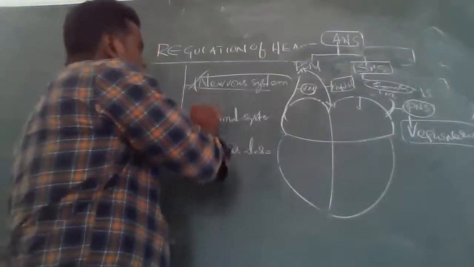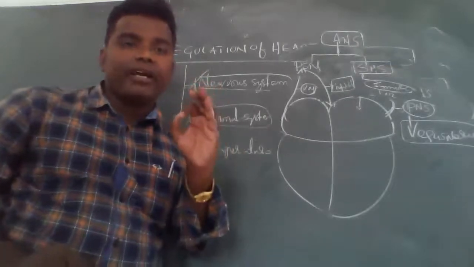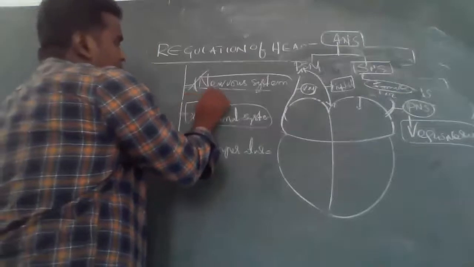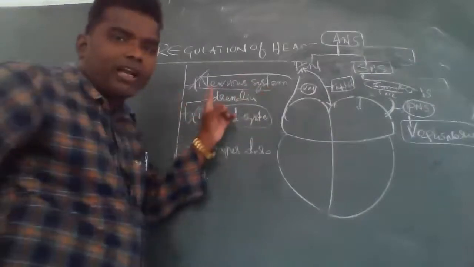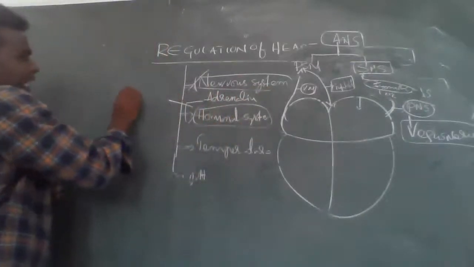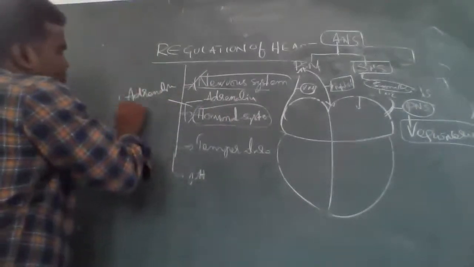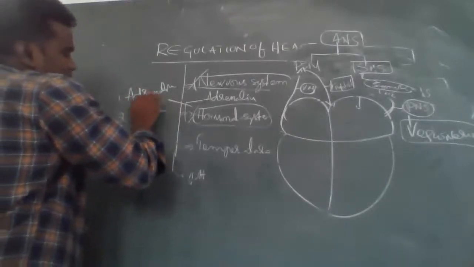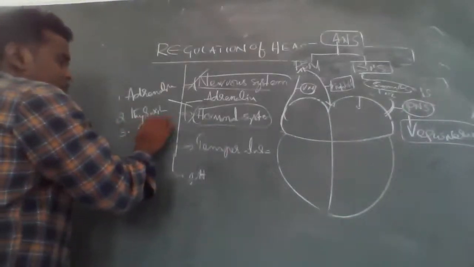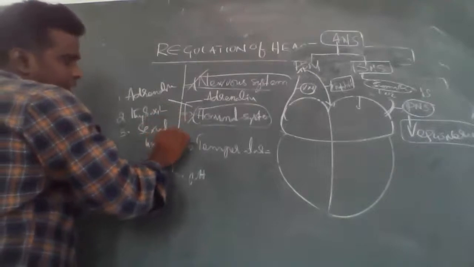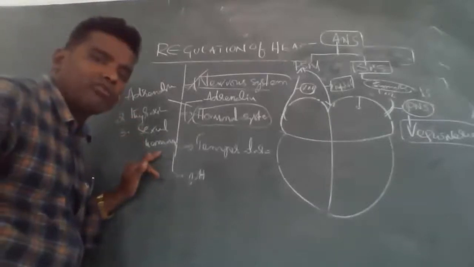Right. Now let us come to the hormonal system. Hormonal system, very important. What are the hormones especially for this? Number one, adrenaline hormone. Number two, thyroxine hormone. Number three, sexual hormones. These are the important ones in the hormone system.